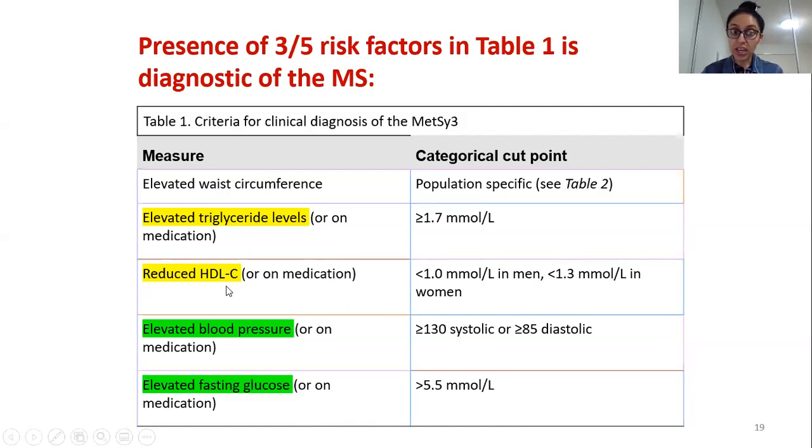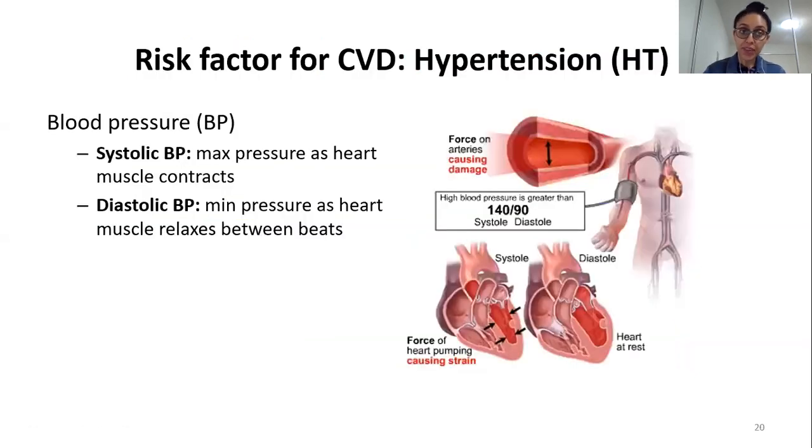Third, reduced HDL level, which is your good cholesterol. Elevated blood pressure, and elevated fasting glucose. Okay, so if you have 3 of these 5 factors, then yes, the individual is likely to have metabolic syndrome. Okay, so now moving further is hypertension.